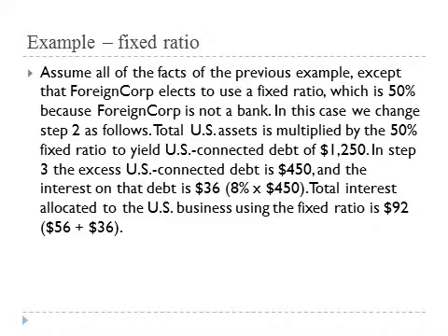Total U.S. assets is multiplied by 50% fixed ratio to yield U.S. connected debt of $1,250. In step 3, the excess U.S. connected debt is $450, and the interest on that debt is $36. So the total interest allocated to the U.S. business using the fixed ratio is $92.